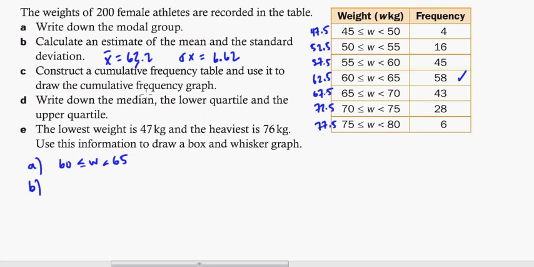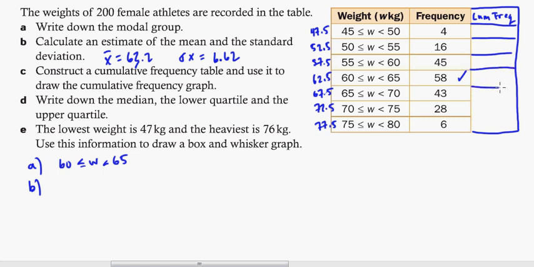Now, construct a cumulative frequency table and use it to draw a cumulative frequency graph. Now the table, if you want a cumulative frequency here, I'm just going to write cum frequency right here. Basically cumulative means adding together, so cumulative frequency means adding together the frequencies. That's what you're doing here.